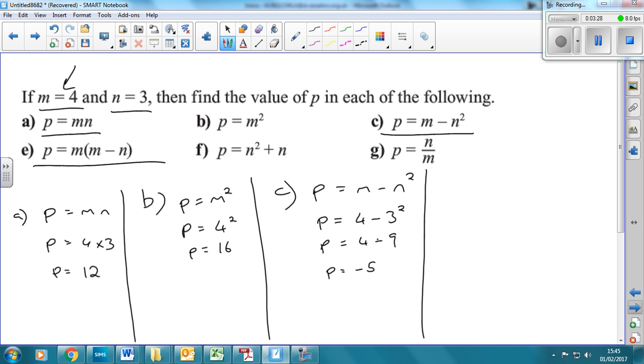Question E. We've got this one here. So we've got p equals m bracket m minus n.